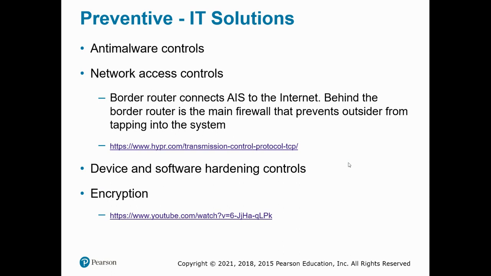Next is network access controls, right? The border router connects the company's information system to the internet. Behind the border router is the main firewall that prevents outsiders from tapping into the AIS system. So the company's web server and email server are placed in a separate network, usually called the demilitarized zone.